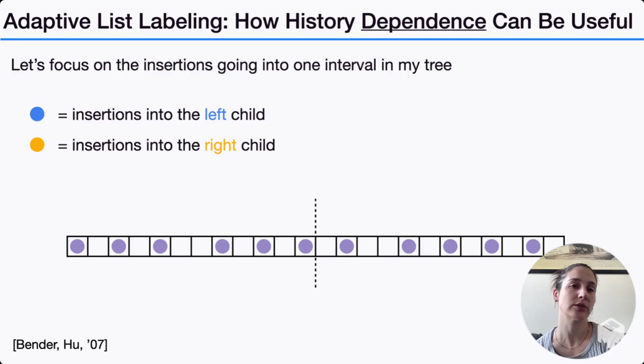Once again, we're going to focus on insertions in one interval of my tree, and I'll use blue to denote insertions that go left and orange to denote insertions that go right.